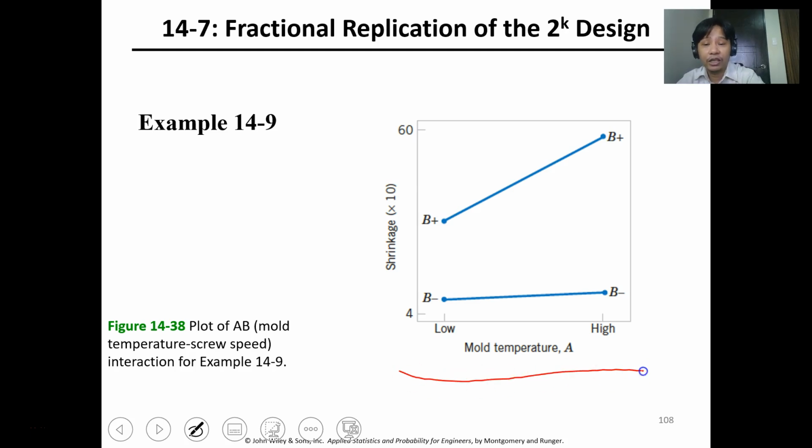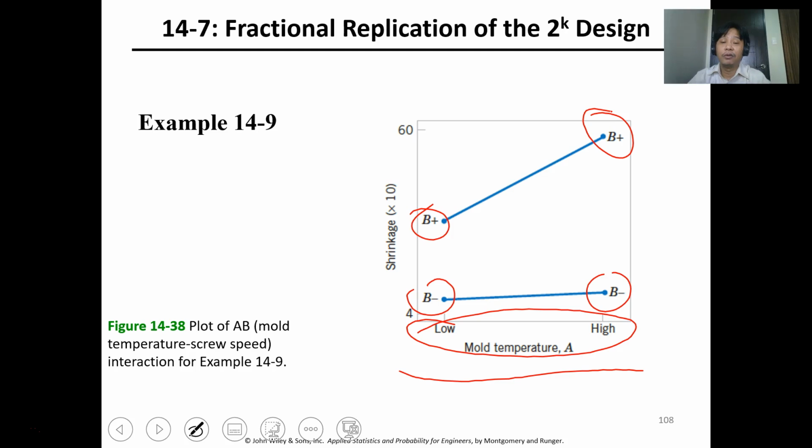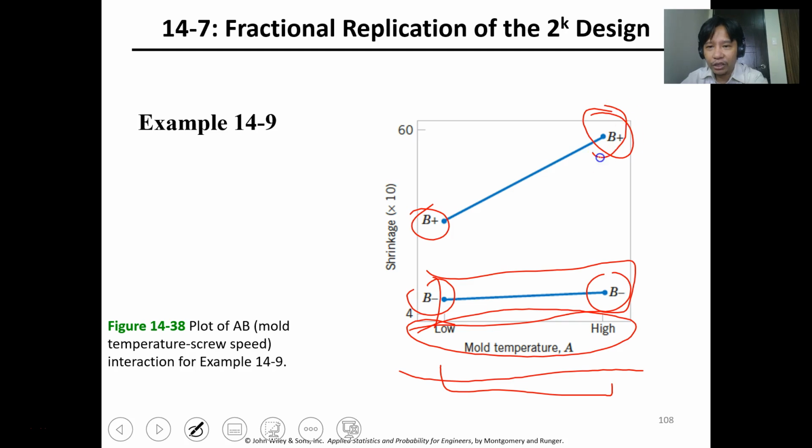Okay, the plot of AB interaction in figure 14-38, so ito yon. So, we plot the interaction of A and ito yung B. So, meron kang low B, high B. So, ano yung na-observe natin? So, for low B, which is screw speed, low screw speed, as you can see here, walang masyadong impact ang temperature. But at high rate, malaki yung impact ng temperature.